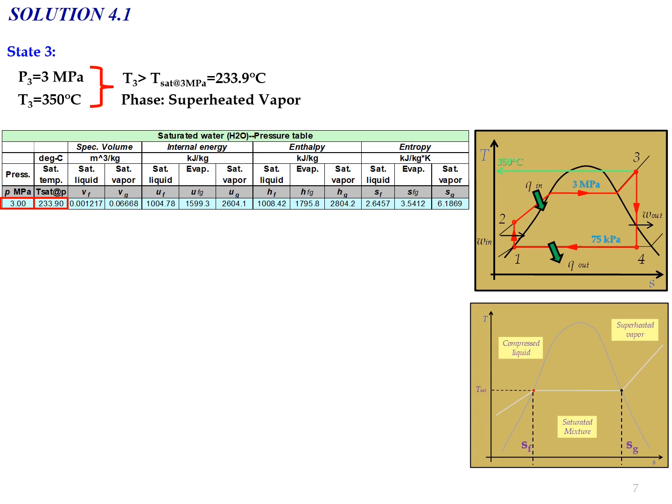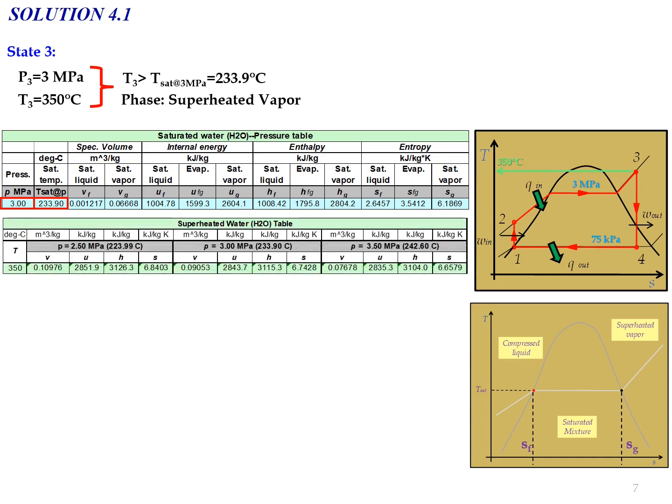And then you need to use the superheated vapor table to determine the enthalpy value for state number 3, and also the other values for state number 3. Okay, so now refer to the superheated water table. Find the table for 3 megapascal and the temperature row at 350 degrees Celsius. From this, you can determine H3 equal to 3115.3 kilojoule per kg, and also S3 equal to 6.7428 kilojoule per kg Kelvin.